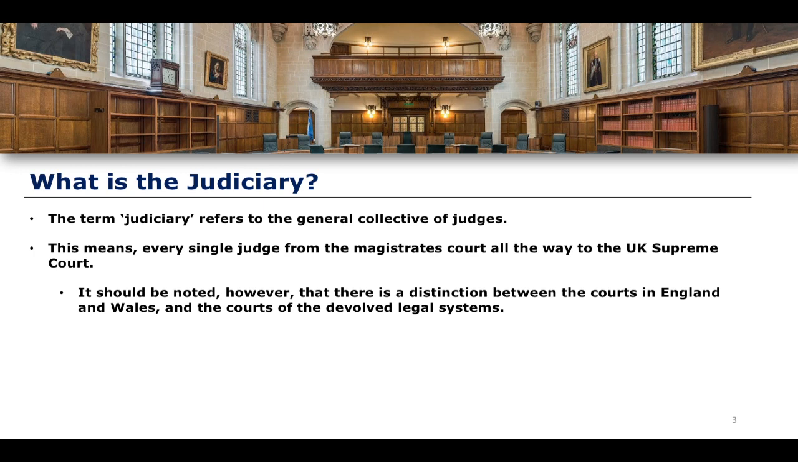Now, it should be noted that there is a distinction between the courts in England and Wales and the courts of the devolved legal systems. And it is not devolution that creates this distinction, however. It is historical precedent which creates this distinction. So when we had the Acts of Union in the 1700s between England and Wales on the one hand, and Scotland on the other hand, there was the decision for Scotland to retain its legal system. And ever since then, the domestic law of these two different countries are distinct.